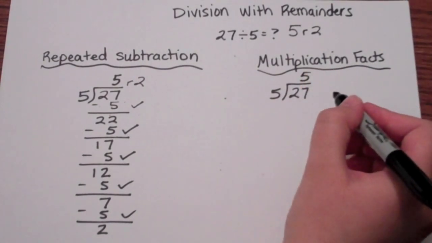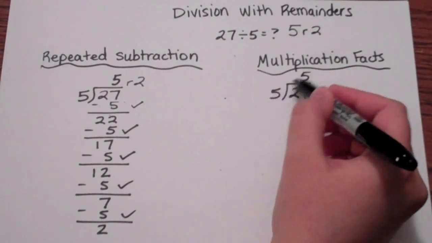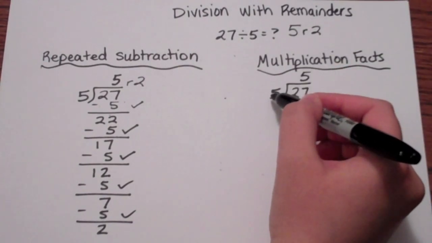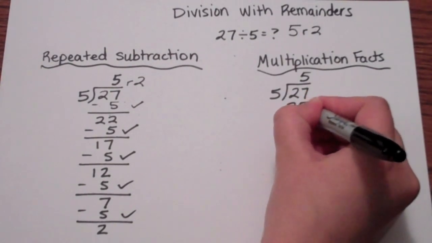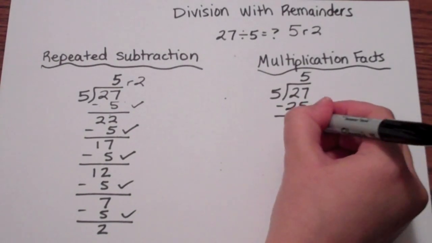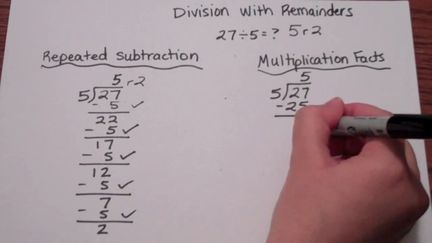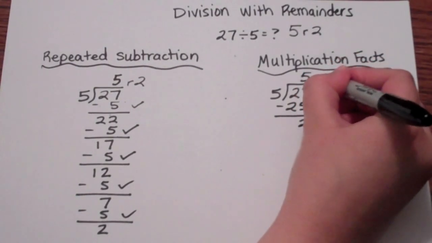The only thing I have left to do is figure out my remainder. Here's how I do that. If I take out 5 5s, how much did I take out? 5 times 5 is 25. Let's figure out how much I would have left. 27 minus 25 is 2. My remainder is 2. Remainder 2.